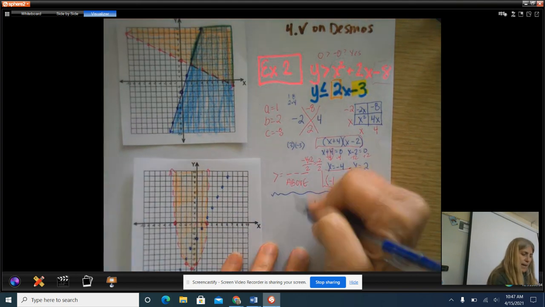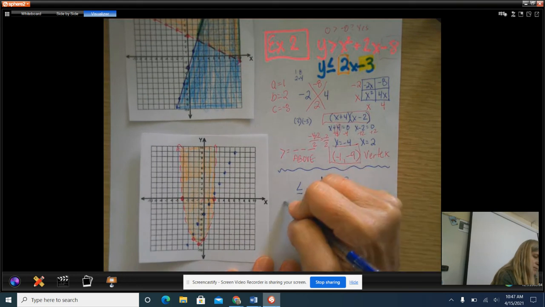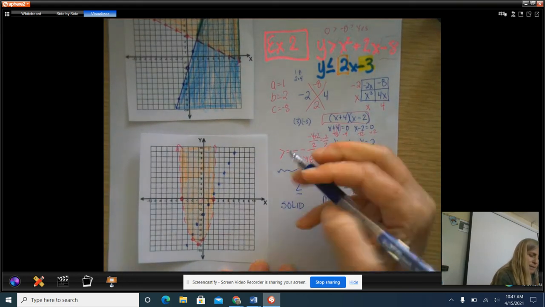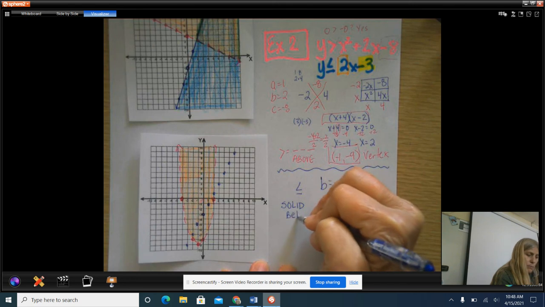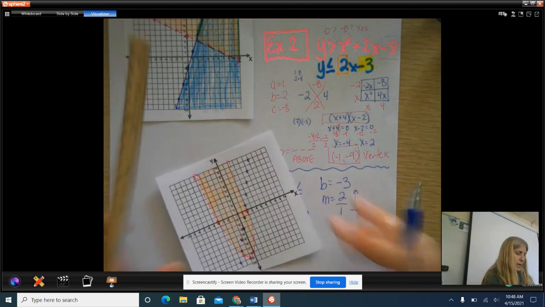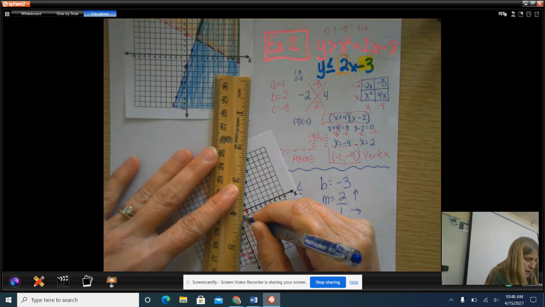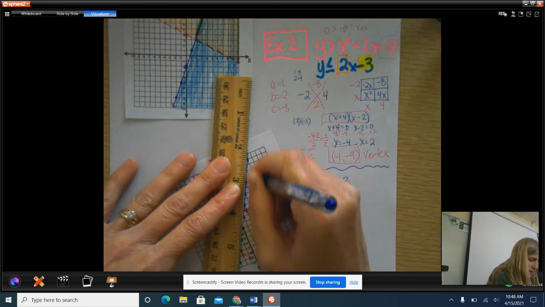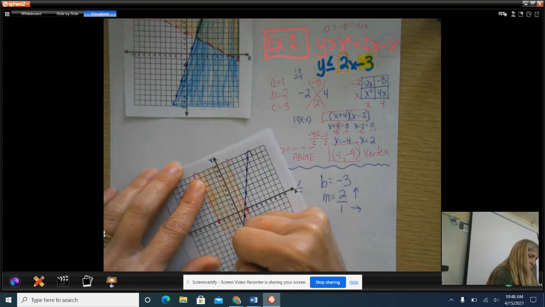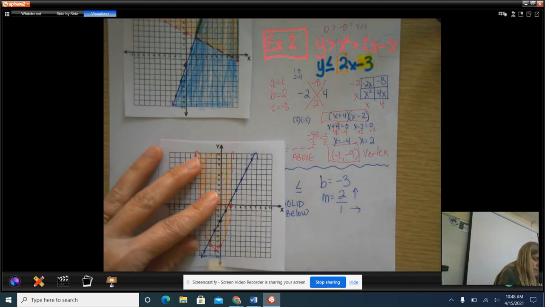Now it's time to analyze. I have a less than or equal to. And the equal to tells me it's going to be a solid line. And the less than means I'm going to shade below. Once again, it's a little easier to tell with a line. So we're going to go ahead and line up, and we're going to make a solid line. And then we're going to go ahead and shade below.